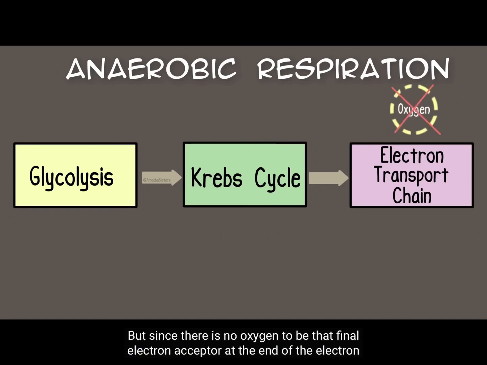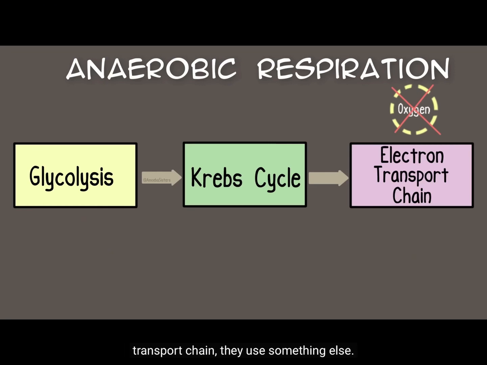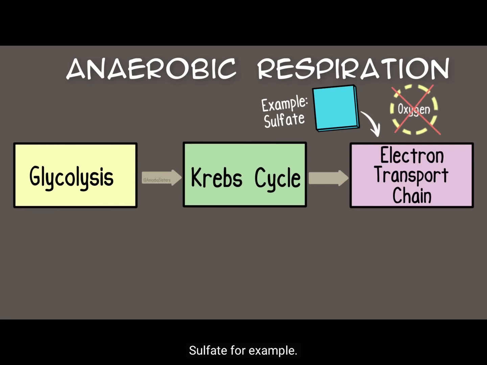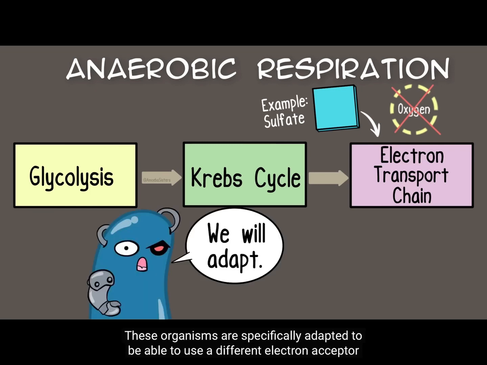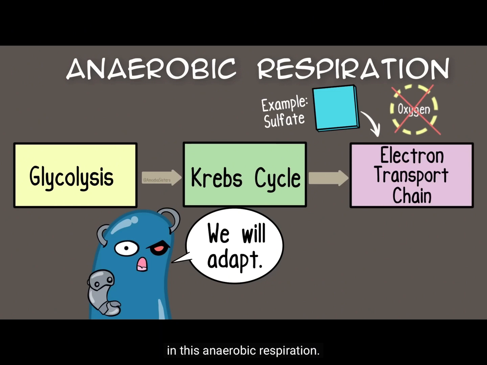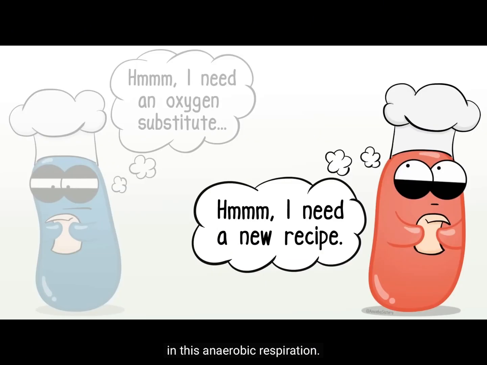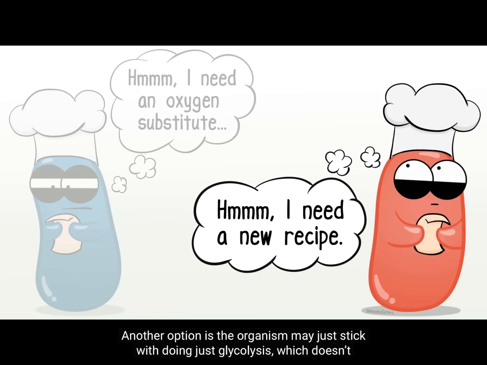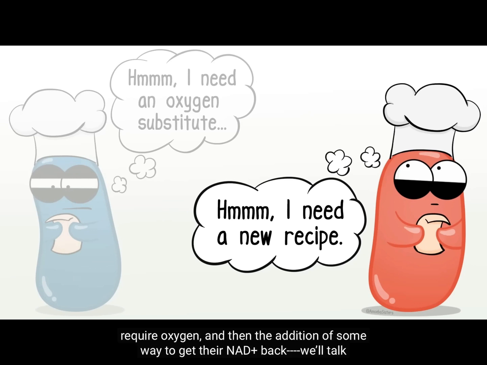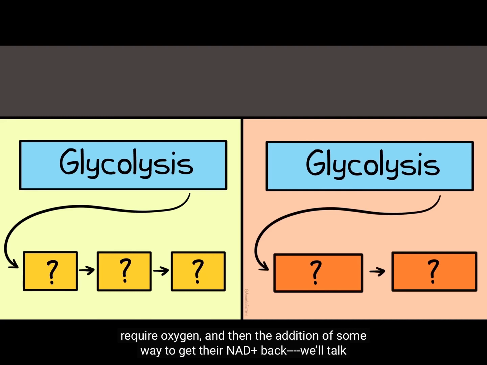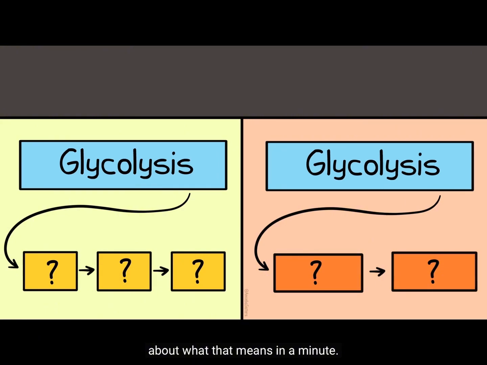But since there is no oxygen to be that final electron acceptor at the end of the electron transport chain, they use something else. Sulfate, for example. These organisms are specifically adapted to be able to use a different electron acceptor in this anaerobic respiration. Another option is the organism may just stick with doing glycolysis, which doesn't require oxygen, and then the addition of some way to get their NAD+ back. We'll talk about what that means in a minute.